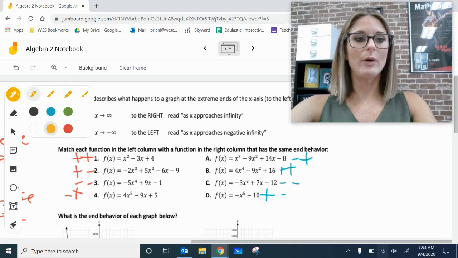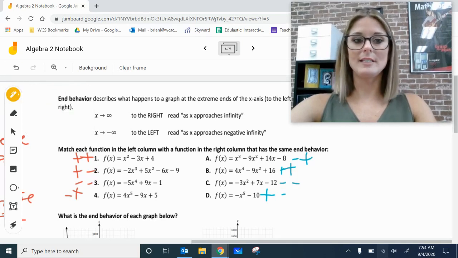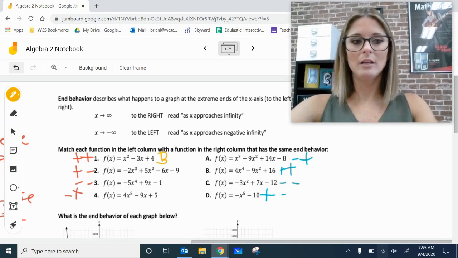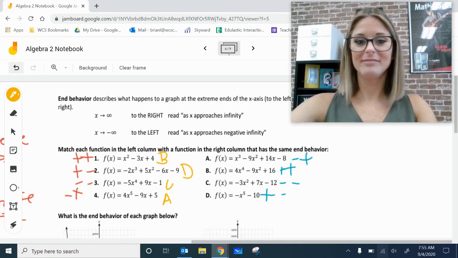So there's your quick check. Some students just see the patterns already, like one matches with B because they're both positive coefficients and even degree. Number two would match with D because they're both negative and odd. Some students go through this really quickly. They don't even think about the end behavior part. Three is C, and that means four should be A.